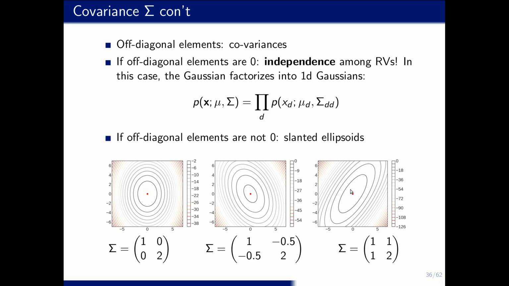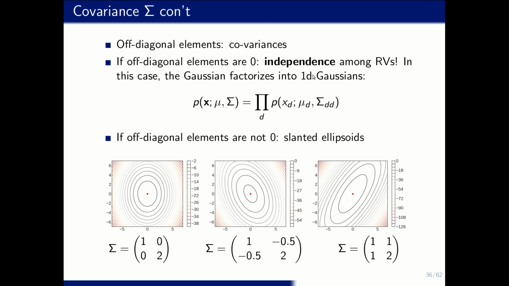And then the interesting thing is, if the off diagonals are zero, and therefore these ellipses are axis aligned, this is the same as assuming independence among the random variables. So if all the off-diagonal elements are 0, this is the same as assuming independence among the variables. And in this case, the multivariate Gaussian factorizes into a product of 1D Gaussians.